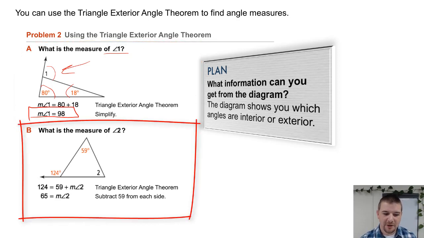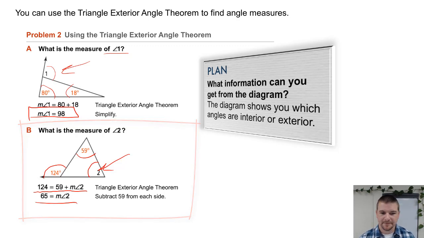B says, what is the measure of angle 2? So again, an application of the triangle exterior angle theorem. This time we're given the exterior angle's measure. We know one of the remote interior angles' measures, and our job is to find the second. So in this case, we set up an equation and solve for the measure of angle 2, and it turns out it equals 65.